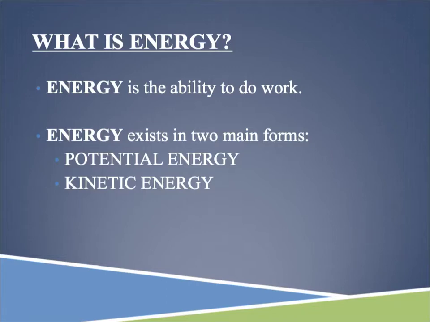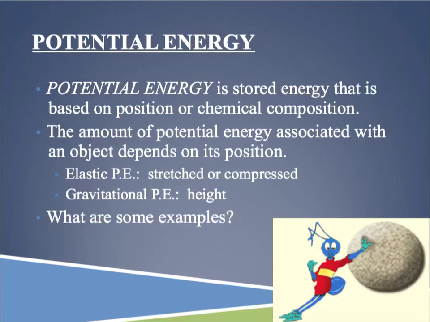So the two main forms we're talking about in our notes today are potential and kinetic energy. So this first video will be focusing on the first one here in the list. So potential energy is stored energy, and it's based on the position or chemical composition of the object. So basically like where it's located or what it's made up of. The amount of potential energy that is associated with the object will depend on its position.